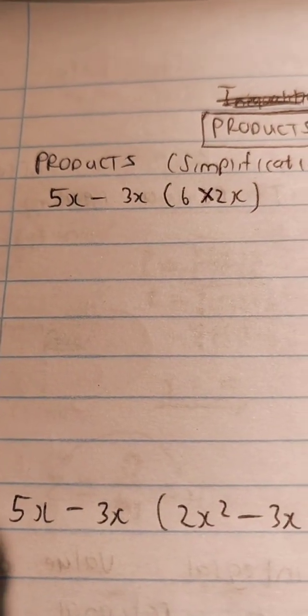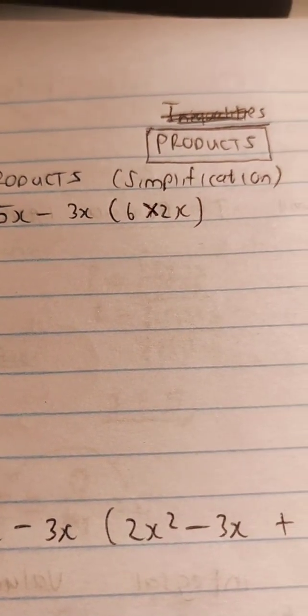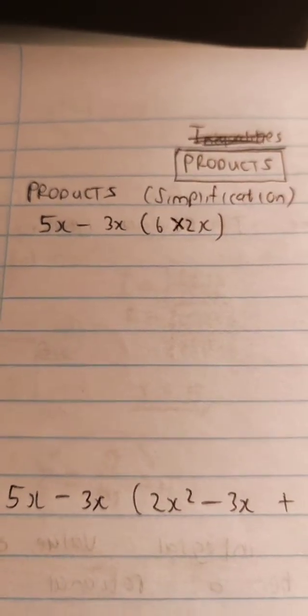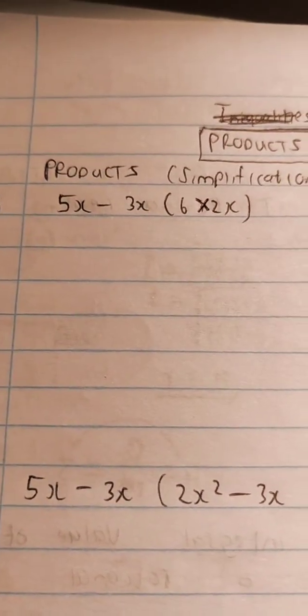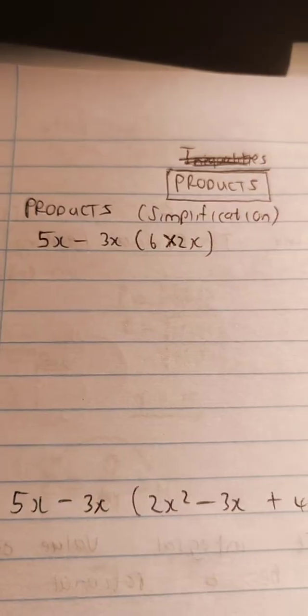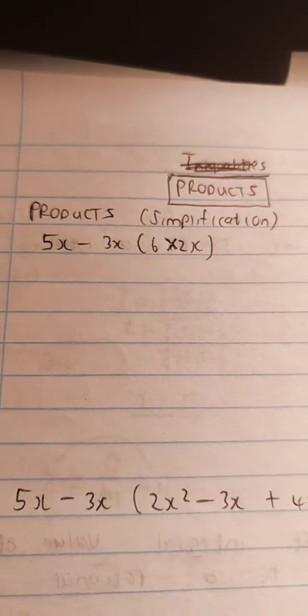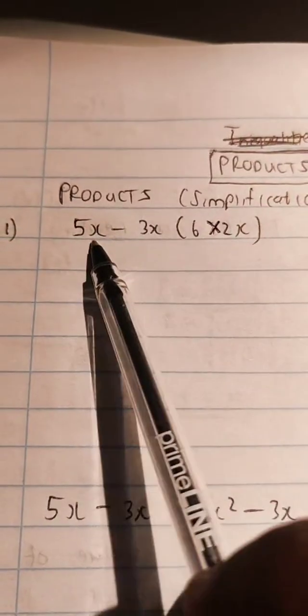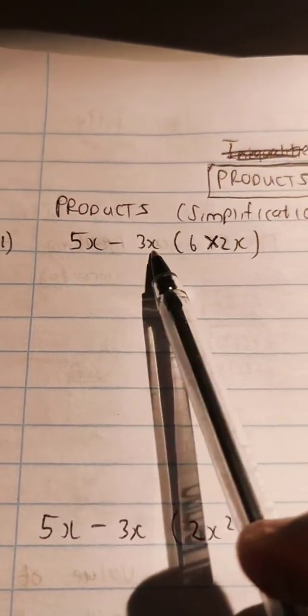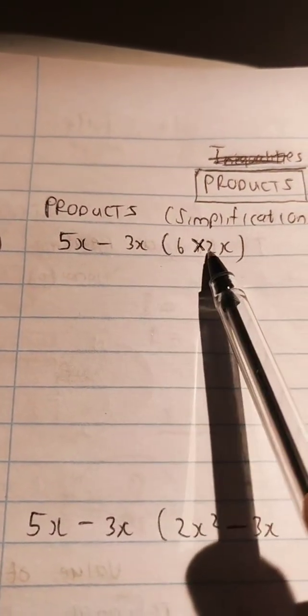Okay, I see you guys' answers, guys. Thank you so much. I see your attempts. Very nice. I love it. Okay, let's unpack this together. Thank you so much, guys, for your answers. So we have 5x minus 3x into 6 times 2x.